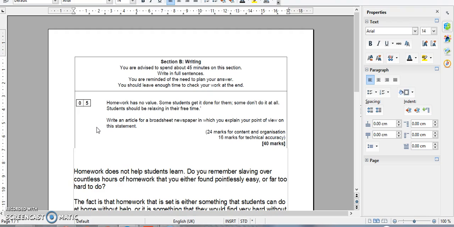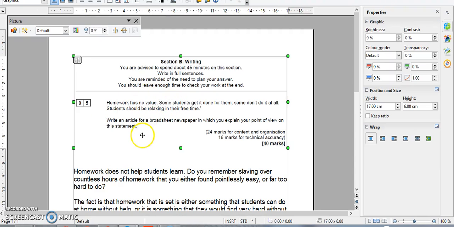in the second paper. Now obviously in the exam you're not going to have access to the internet, so you're not going to be able to find out information or research information, but you will have your source documents which might have some evidence in them, and you're completely okay to make up evidence as long as it's broadly plausible, as long as it's vaguely realistic. So the question here is: homework has no value. Some students get it done for them, some don't do it at all. Students should be relaxing in their free time.